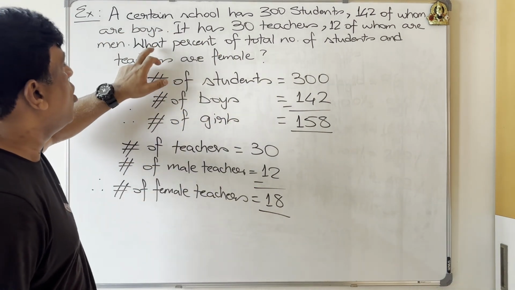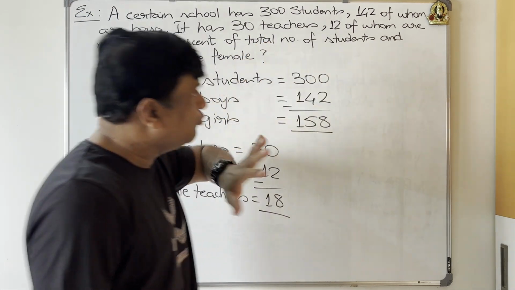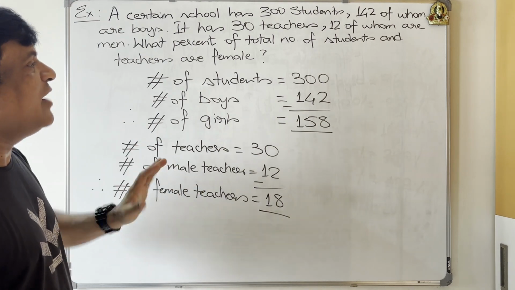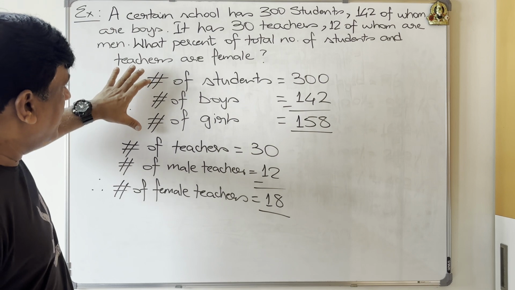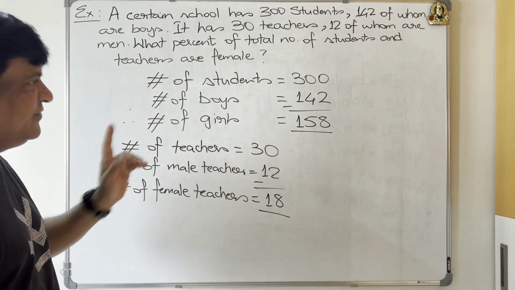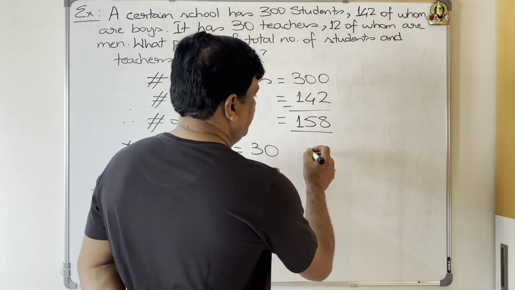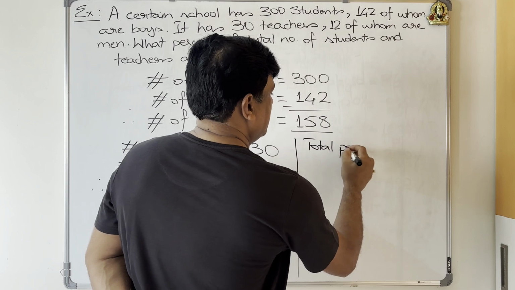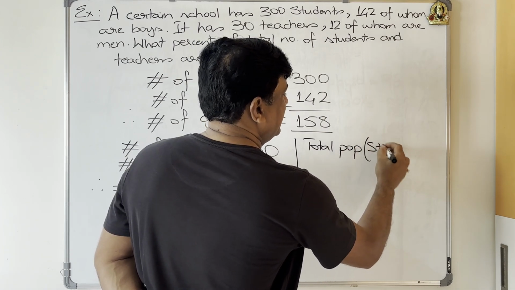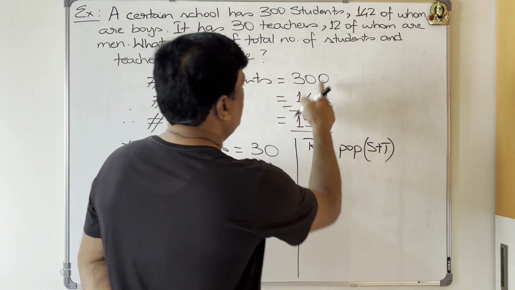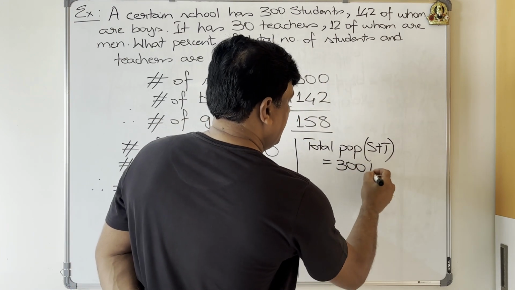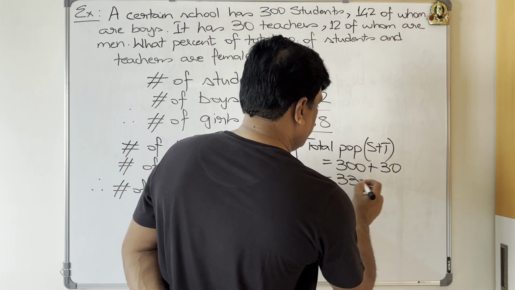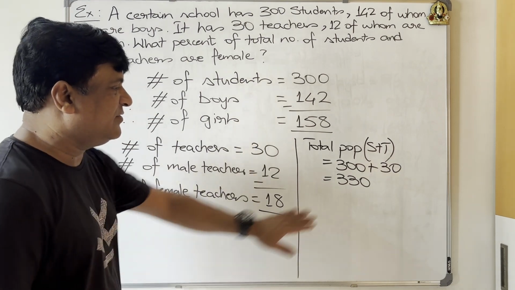Now I'll go to the question. What percentage of the total number of students and teachers are female? They're asking us to calculate the percentage of females amongst students and teachers. So what's your total population? Like students plus teachers. This will be equal to 300 plus 30. There were 30 teachers. So your total population, including students and teachers, is 330.